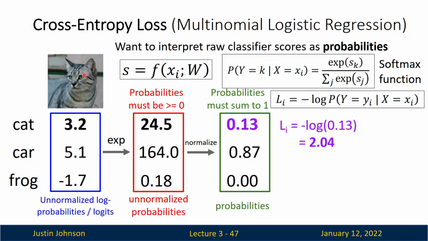So for this one, this is a cat image. Our classifier predicts that the probability this image is a cat is 0.13, and that it's a car is 0.87. So something is wrong. The cross-entropy loss is defined using the probability of the true label y_i, which is cat. Given the image, we calculate the loss, and it is 20.4. So this is the case.